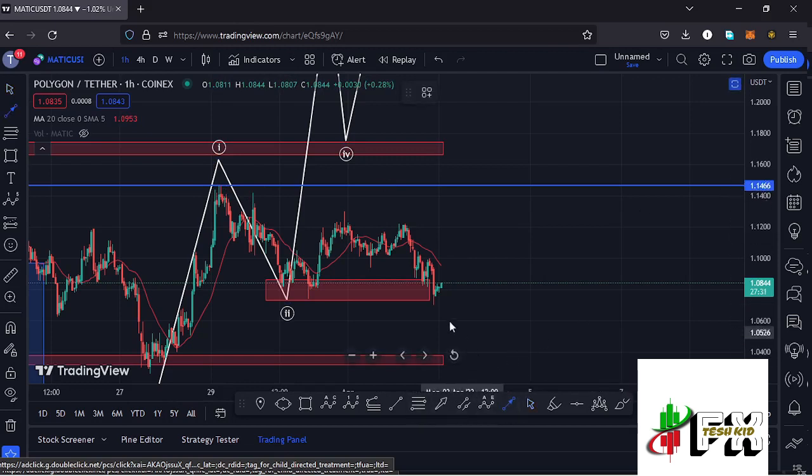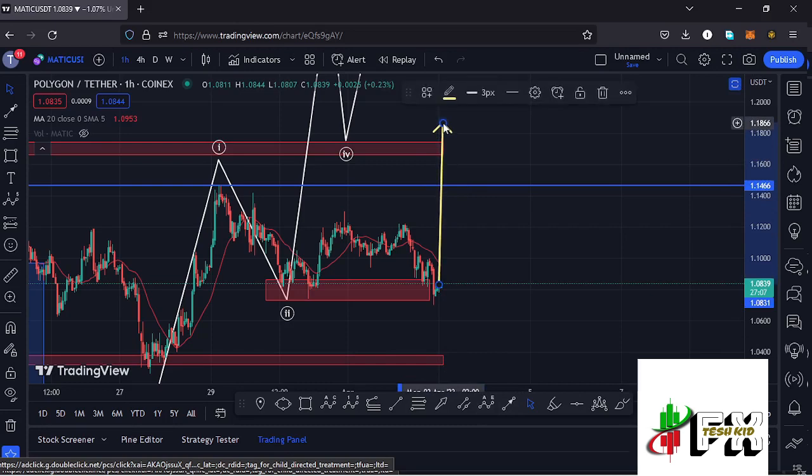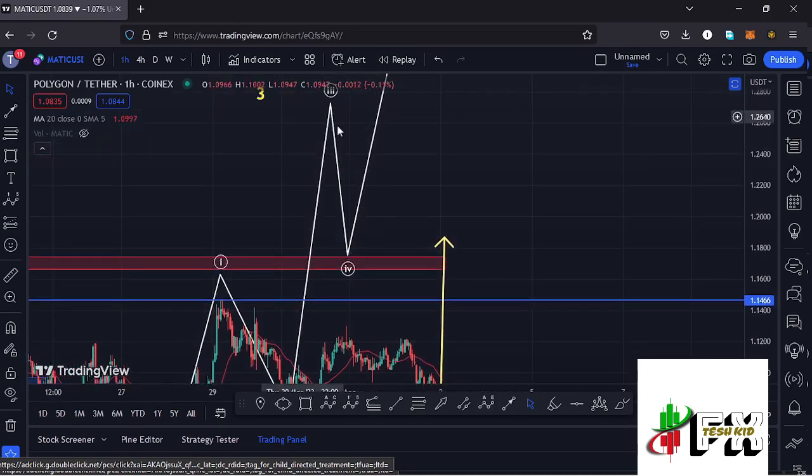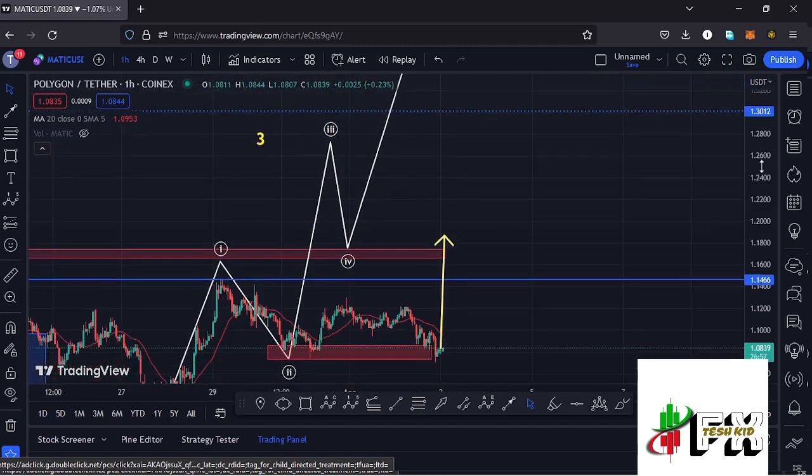So the moment Polygon Matic continues to gear up, sees a break above the 20-day MA on the 1 hour chart, gives us the support that we need for us to continue gearing up, then I'll be watching for a break above the $1.1466 mark, and the moment you manage to break that, then there are high chances that you are going to also manage to break above our key area of resistance at around the $1.17 mark, see a successful retest to fully maximize our target areas in the formation of this wave 3.